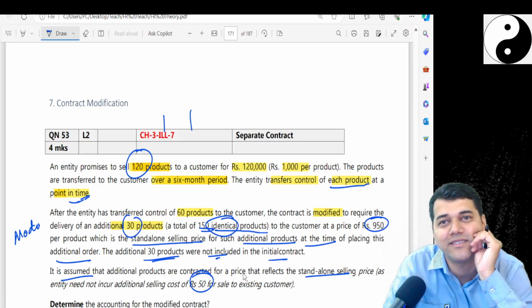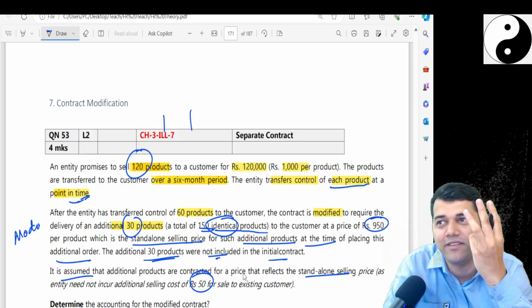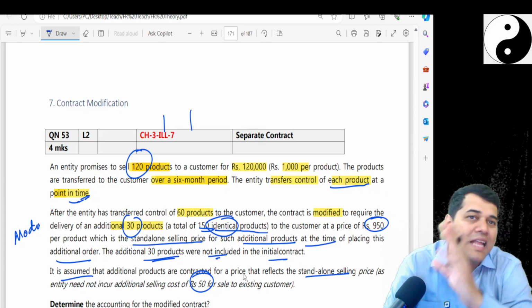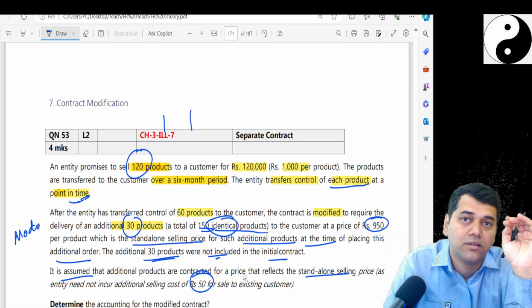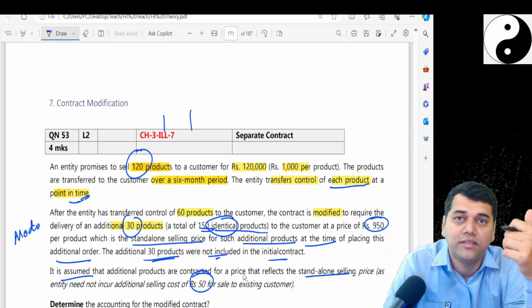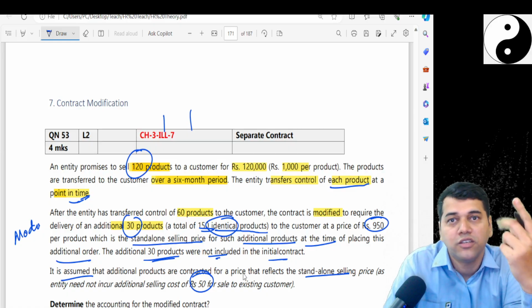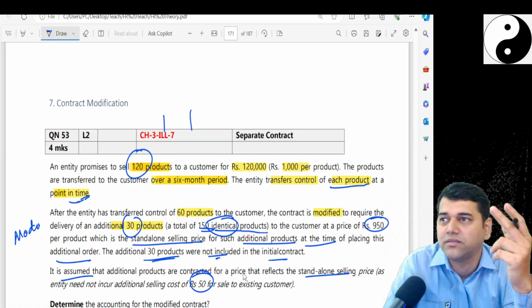Not a separate contract? There are three ways. Any modification will land up in three ways. There is nothing fourth way. Either separate, termination, cumulative catch-up, or continuation.